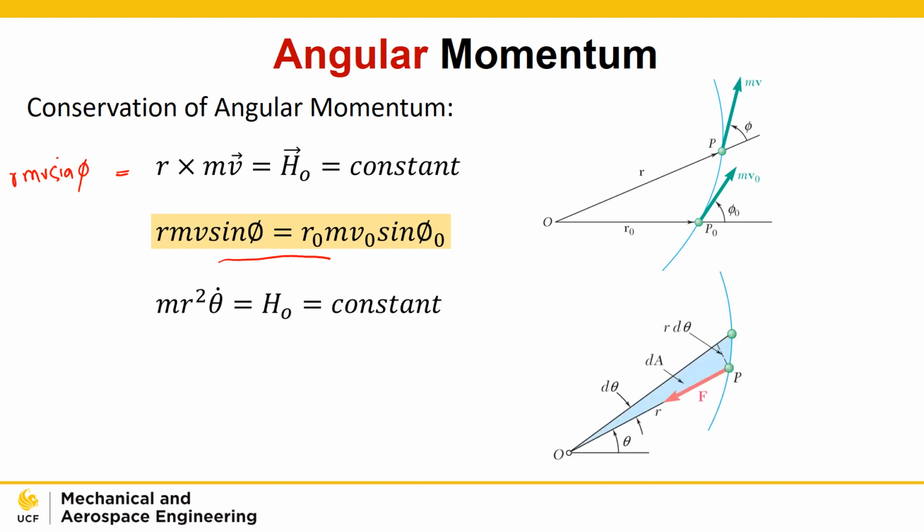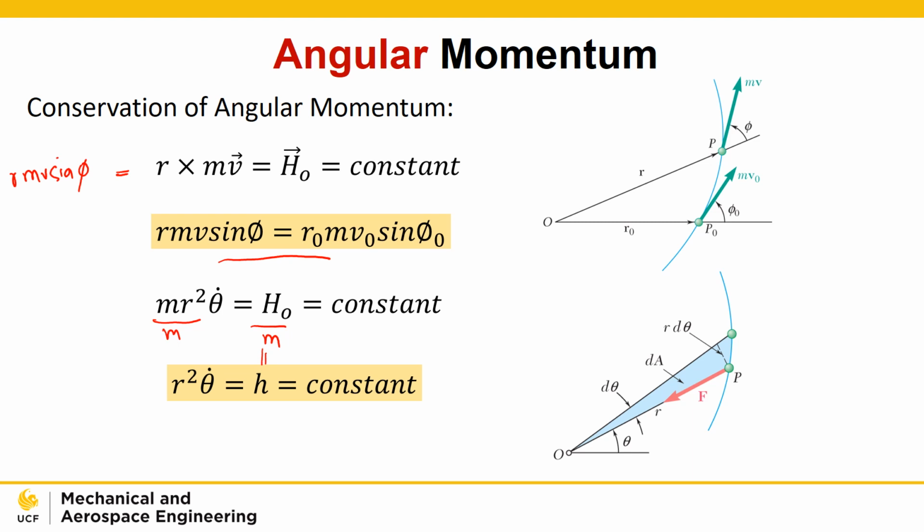In the polar form, the angular momentum conservation equation takes the form m r square theta dot is equal to HO is equal to constant, where theta is the angle between the position vector r and the reference line along the horizontal. If we divide this equation by m on both sides, we get another modified equation, which is r square theta dot is equal to h is equal to constant. Here the term h is also a constant and is equal to h naught over m.